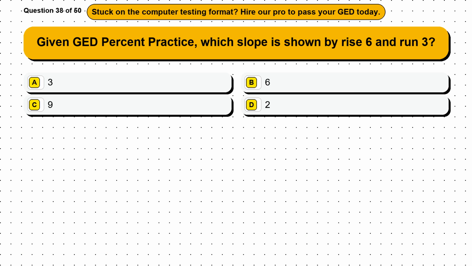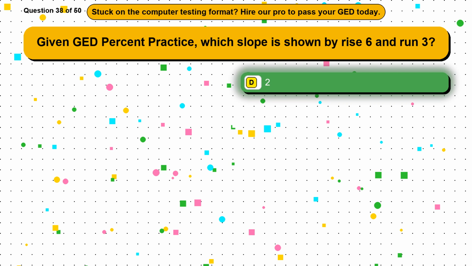Question 38. Given GED Percent Practice, which slope is shown by rise 6 and run 3? Option A, 3. Option B, 6. Option C, 9. Option D, 2. The correct answer is option D, 2.